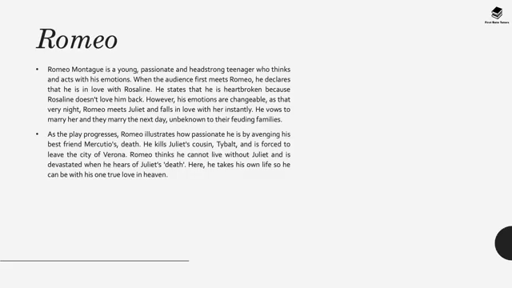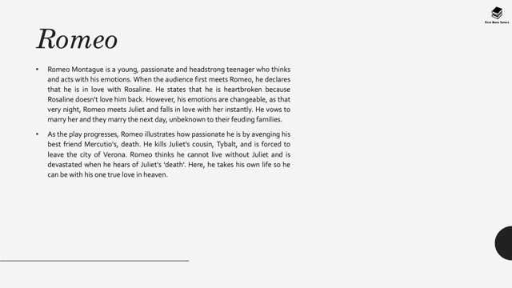Now, to go into the characters of this play, let's begin with Romeo. Romeo Montague is a young, passionate, and headstrong teenager who thinks and acts with his emotion. Don't forget that he's 15, or rather around that age, at this time of the play. When the audience first meets him, he declares he's in love with Rosaline. He states that he's heartbroken because she doesn't love him back.